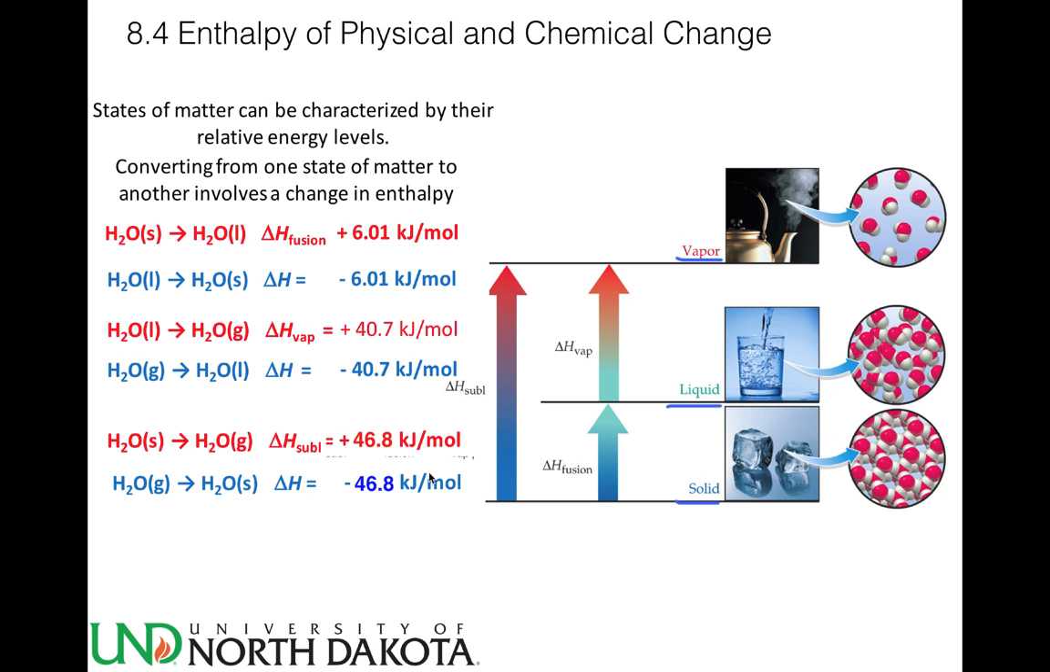Now, solids are the lowest energy types of compounds, liquids are in the middle, and vapors have the most energy. And so any time on this chart where we're going from a less energetic state of matter to a more energetic state of matter, that is going to be an endothermic process. And each of these changes of state have their own name for the amount of energy that's required.